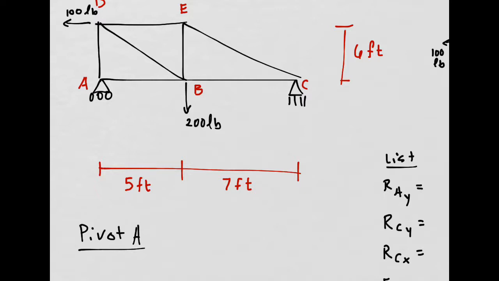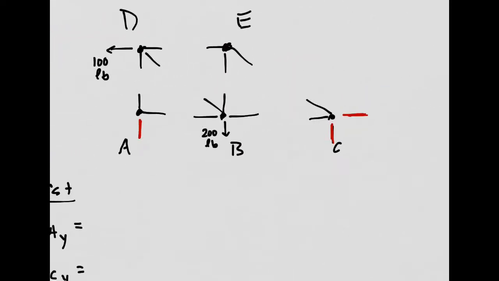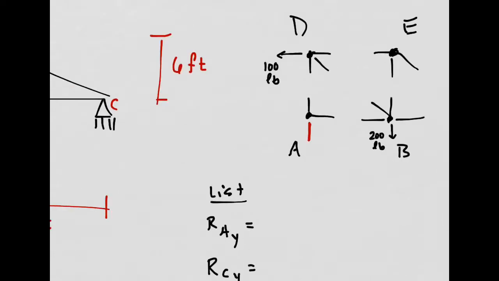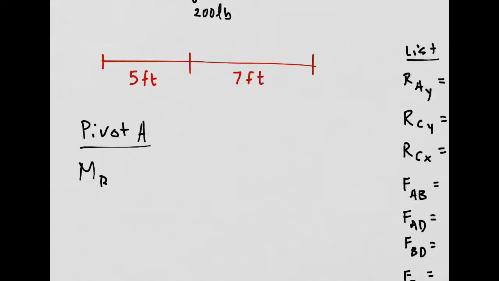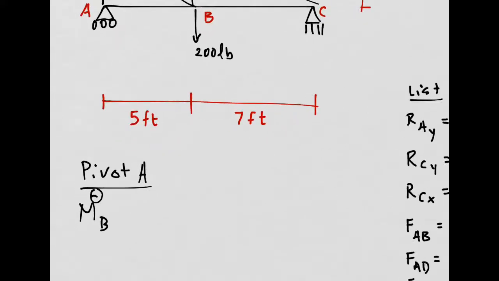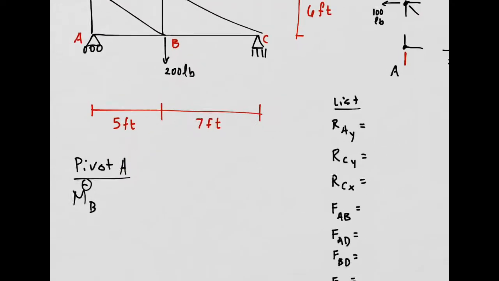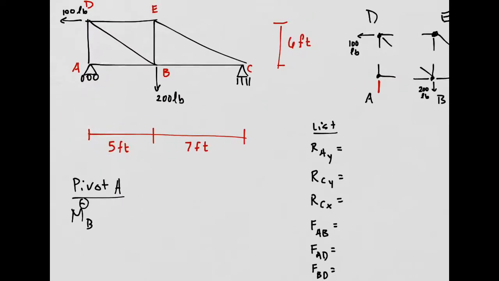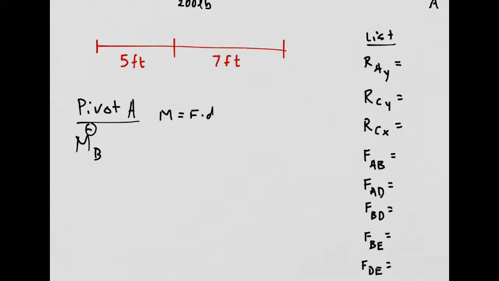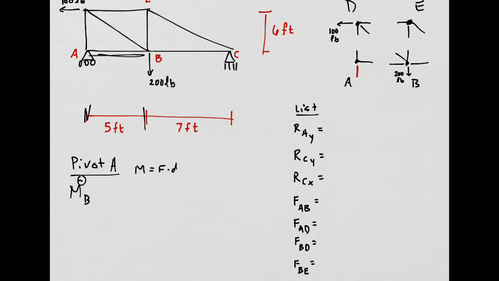That means, maybe we should look over here. The moment due to the force at B, that's a negative moment. We can calculate that moment. That's 5 times 200. Remember, the moment equals the force times the perpendicular distance. It's 5 feet there.